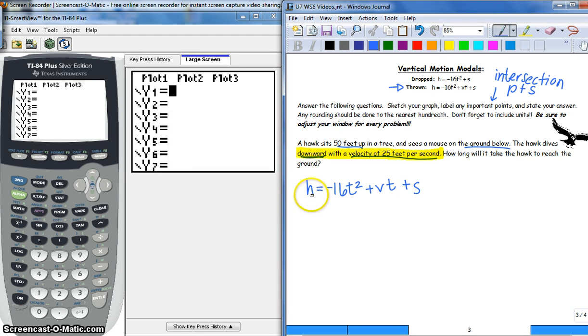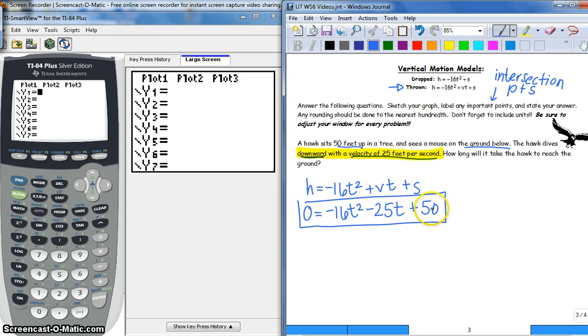H is end height, where this object ends up. So since the hawk is going to the ground, our end height is 0. We're looking for time, so we'll leave the negative 16 t squared alone. And now here's the important part. The hawk is going downward, so our velocity, we're going to have minus 25t. Not plus, minus, because it's downward, and then plus our starting height, which is up at 50. So here's your equation, and now we're going to use our calculator to do the rest of this for us.